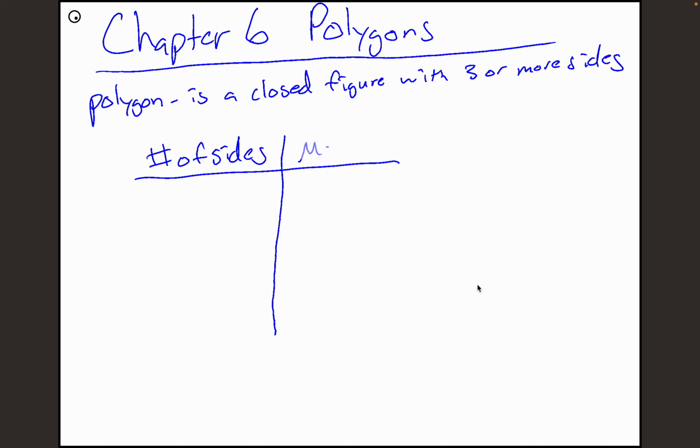So the number of sides and then the name of the polygon. Now, who knows what's a 3-sided shape called? Yeah, triangle. So that's what we're going to do right here. What's a 4-sided shape? A quadrilateral. It's a quadrilateral. Okay, it's important that you know a 4-sided shape is a quadrilateral because there's multiple types of 4-sided shapes.